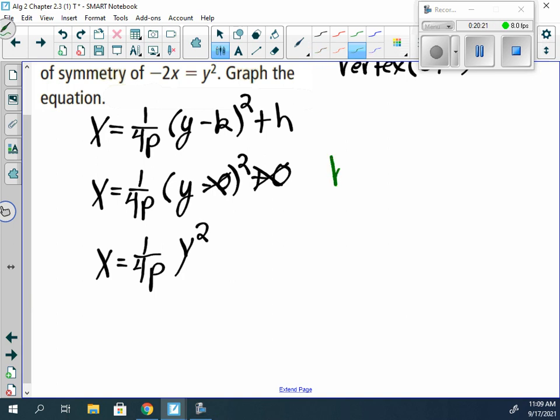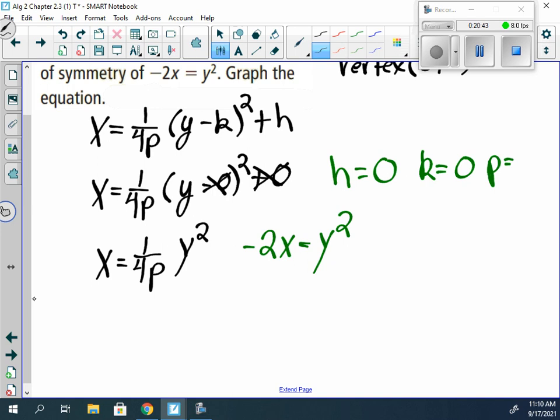Now we know that the value of h is 0, the value of k is 0, and the value of p is. Do we know what it is? No. So we need to find that. That's what we're going to find. And we're going to use the equation to find it. Any questions on this here so far?